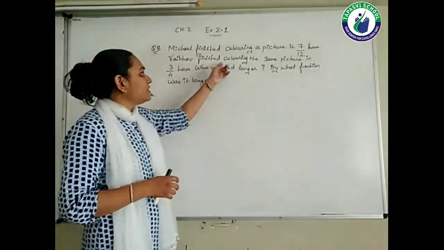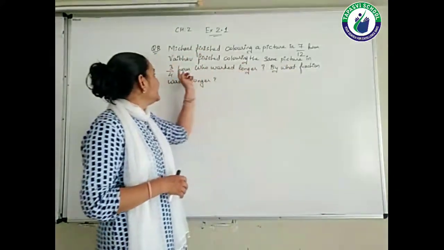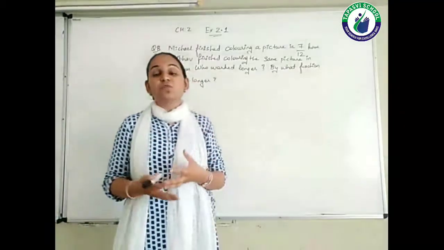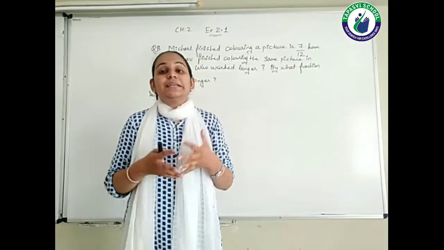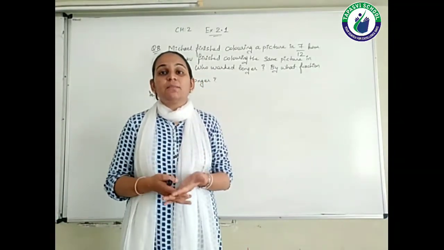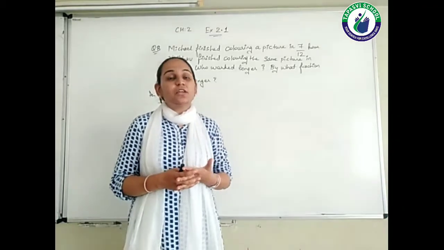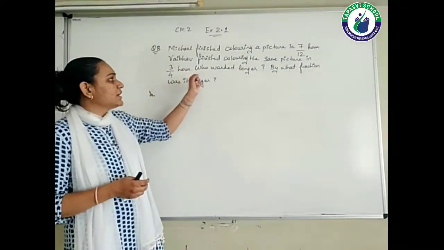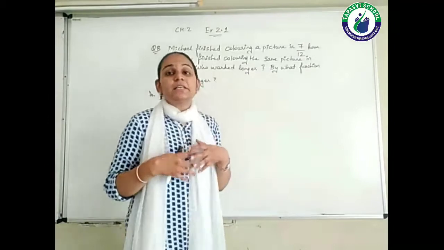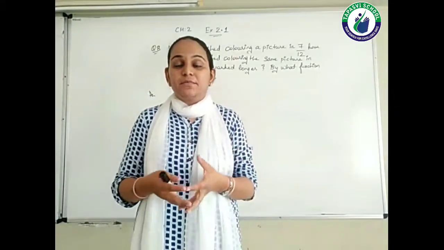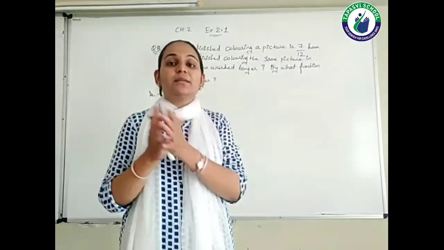Next one is Vaibhav finished coloring the same picture in 3 by 4 hours. There is one more person named Vaibhav. He is also coloring the picture, but the timing is different. That is 3 by 4 hours. Now who worked longer? That means who has taken more time, right?